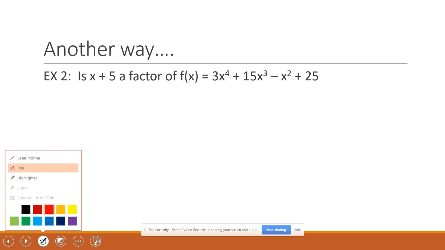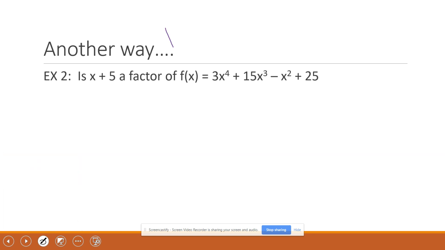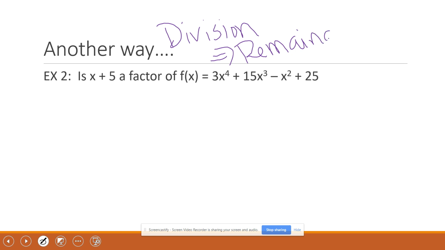Another way, and a way that will always work, is to use division. We can use long division or shortcut division, depending on what we're given as a potential factor. So we're looking at this and saying, is x plus 5 a factor of this polynomial? And remember, our remainder must be 0 to say yes.